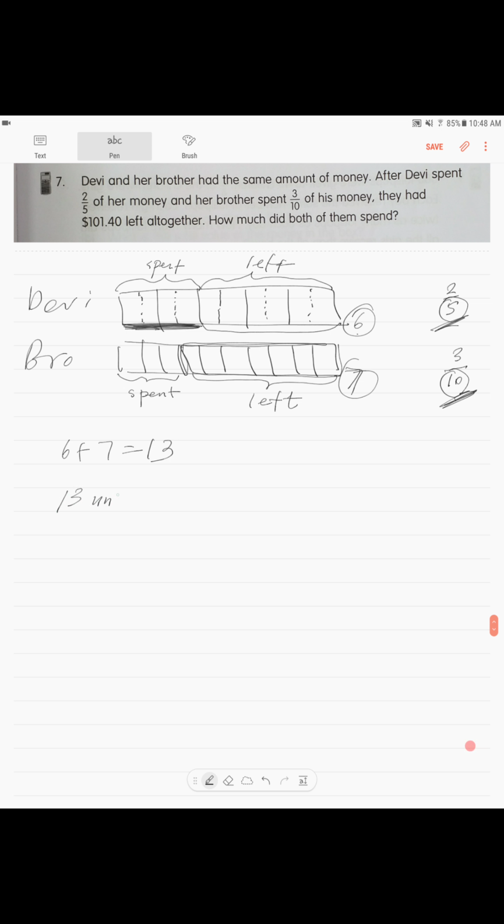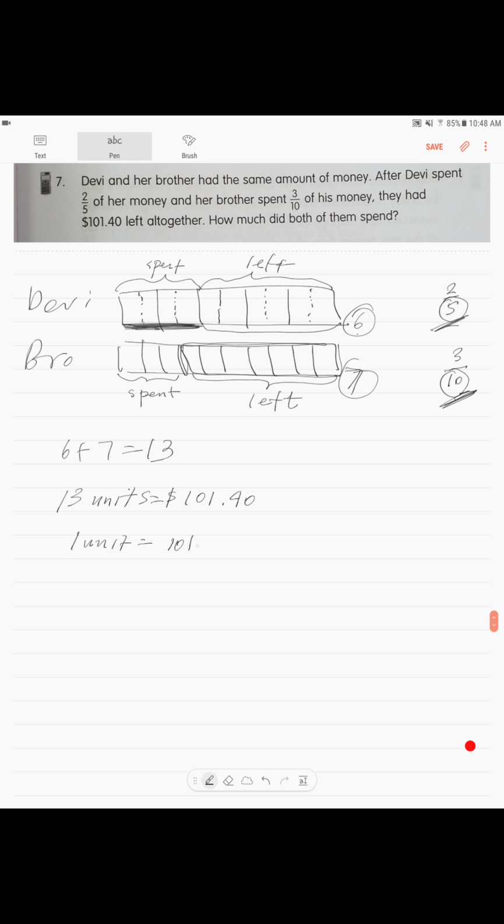13 units, they tell us. Altogether, they had $101.40. So in order to find 1 unit, you divide it by 13, right? And it becomes $7.80. All right. So if we know 1 unit, how much is 7 units? 7 units is 7.80 times 7, which is $54.60. Right?